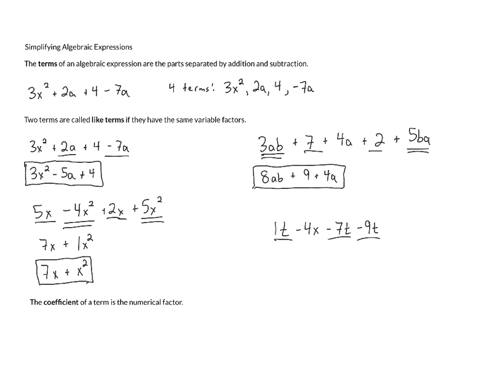Now, when we combine these, we have to take the coefficients and combine them. So we've got to take 1 minus 7 minus 9. 1 minus 7 gives us negative 6. And then negative 6 minus 9 gives us negative 15. So we've got negative 15t. And then we bring down that minus 4x. And so we've got negative 15t minus 4x.